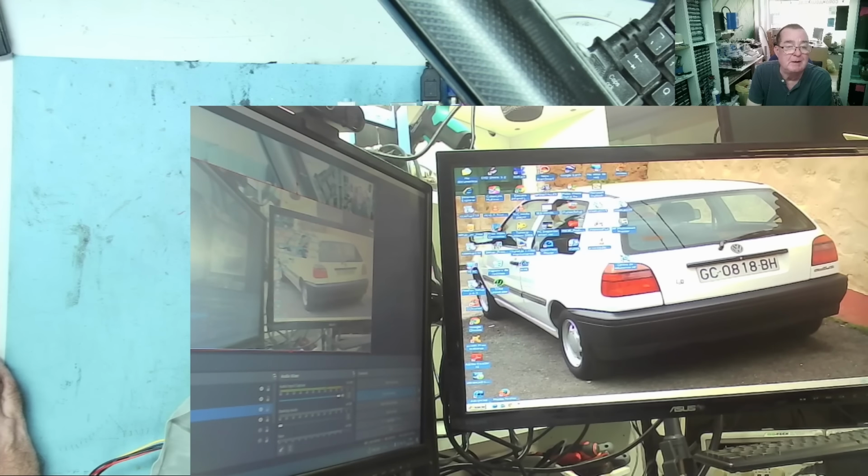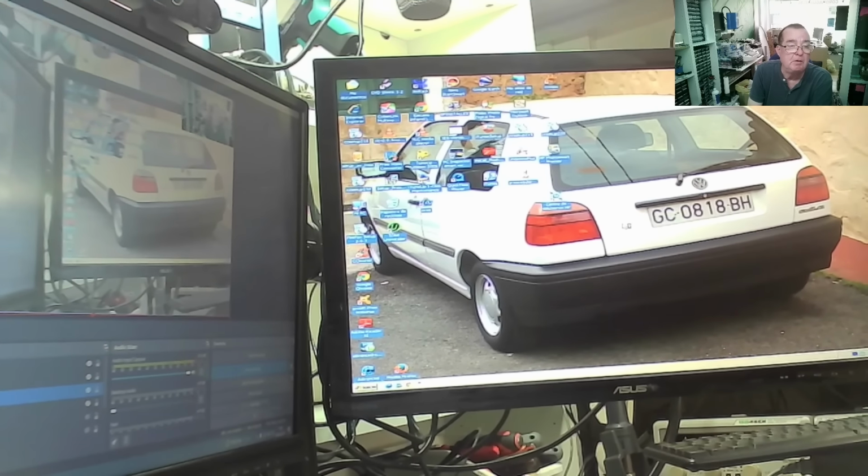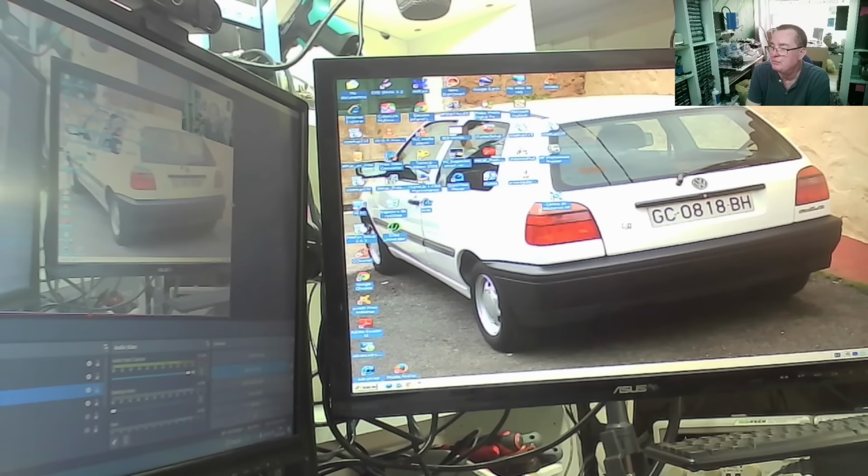No password or anything on this one. It's remarkable how many of these machines I find that just don't have any password. They have the hard drive in them.